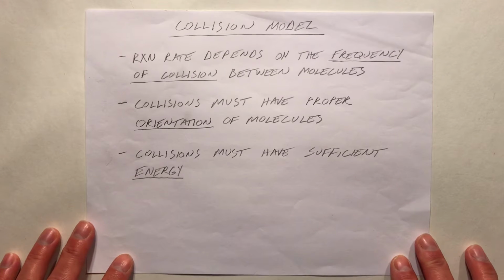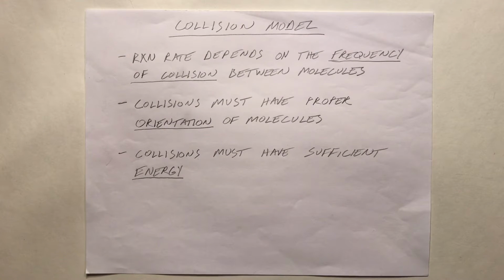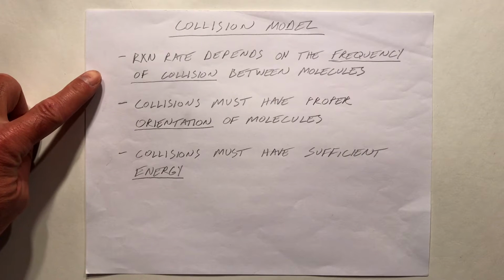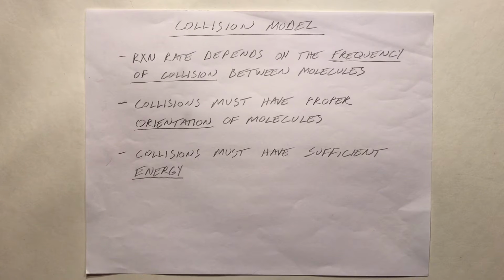The collision theory, or collision model, has three main parts. The first part is that reaction rate depends on the frequency of collision between the molecules. In other words, the more collisions that happen per second, the faster the reaction occurs. And the idea here is that particles have to come into contact or collide with each other if they are going to react. If the particles don't collide with each other, they won't react.